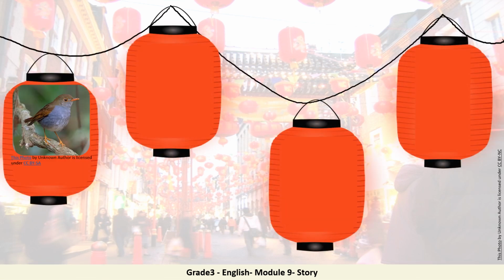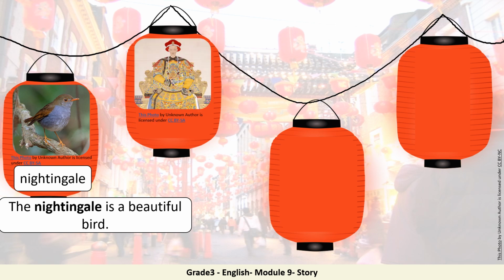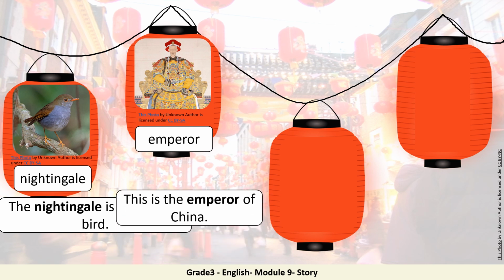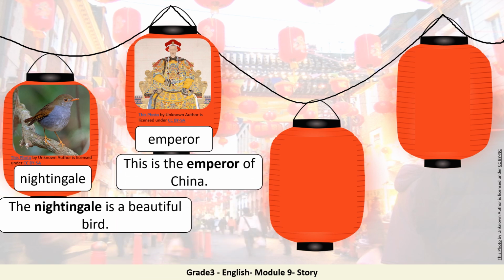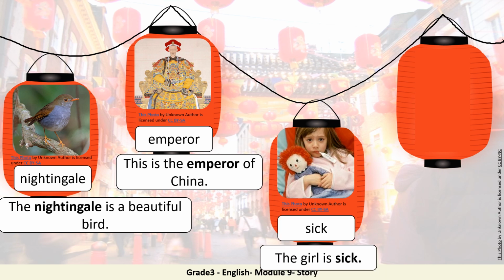Look at this bird. It's a nightingale. The nightingale is a beautiful bird. Who is this man? He is an emperor. This is the Emperor of China. Oh, look at this girl. What's wrong with her? Excellent. The girl is sick.